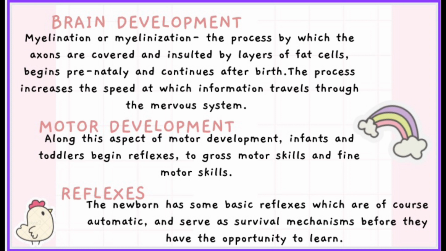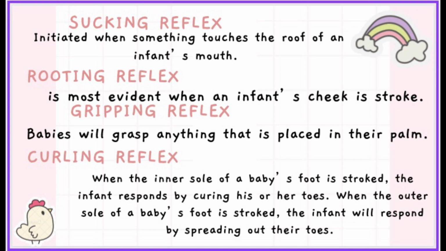Reflexes. Newborns have some basic reflexes, which are of course automatic, and serve as survival mechanisms before they have the opportunity to learn. There are many different reflexes. Some of the most common reflexes that babies have are: first, the sucking reflex. The sucking reflex is initiated when something touches the roof of an infant's mouth. Infants have a strong sucking reflex which helps to ensure they can latch onto a bottle or breast.